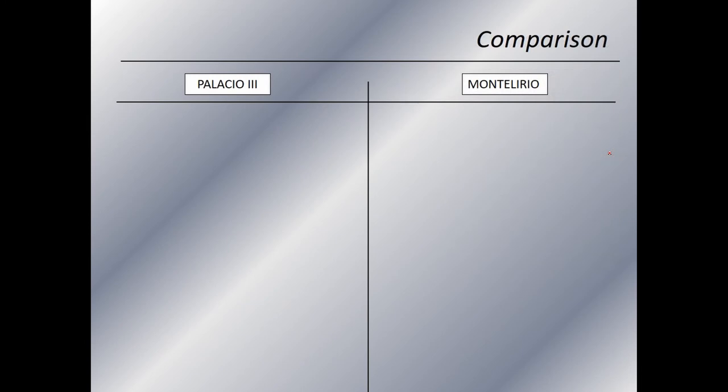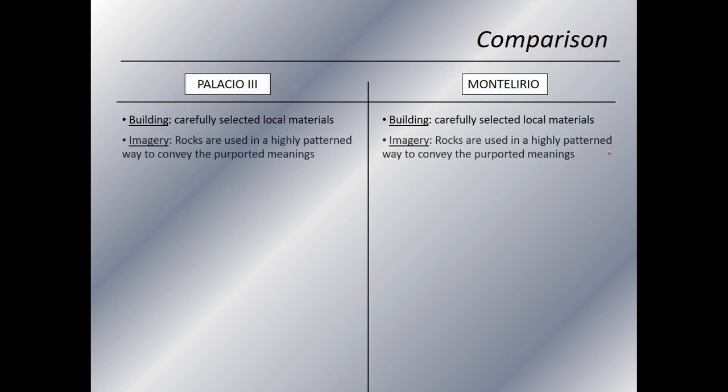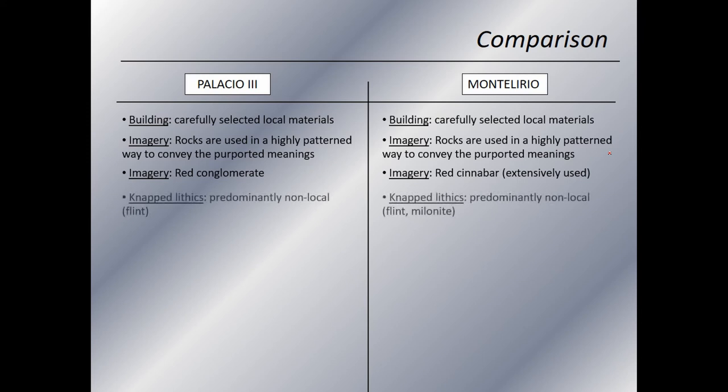So to finish, and comparing these two burial contexts, we can say that both Palacio III and Montelirio present carefully selected local materials. They are similar in this. The imagery shows us that rocks were used in a highly patterned way to convey some specific purported meanings. And this again is shared between the two tombs. The imagery in itself is represented in different ways. In Palacio III, the red conglomerate, as I explained, has an important protagonism at the entrance of the tomb. In Montelirio, a lot of protagonism is given to red cinnabar, which was used to paint the slabs and the walls of the tomb, both the corridor and the chamber.